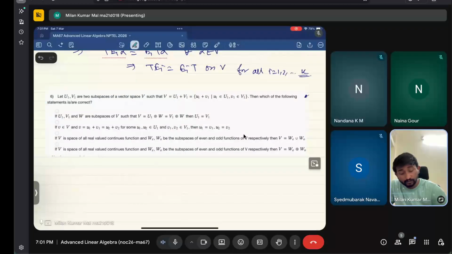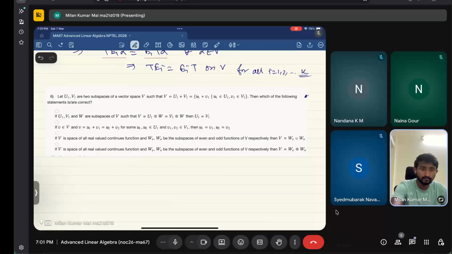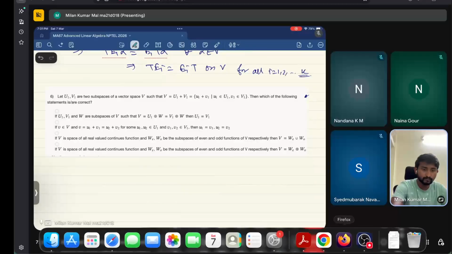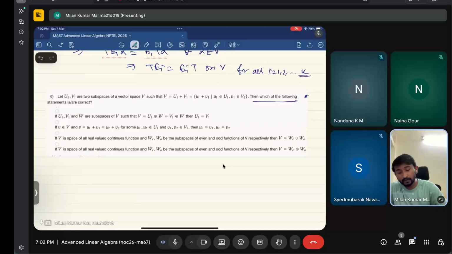So this is another problem. What it says: let U1 and V1 be two subspaces of a vector space V, and such that V equals U1 plus V1. Here it is not direct, that means their intersection need not be 0. Then which of the following statements is or are correct?